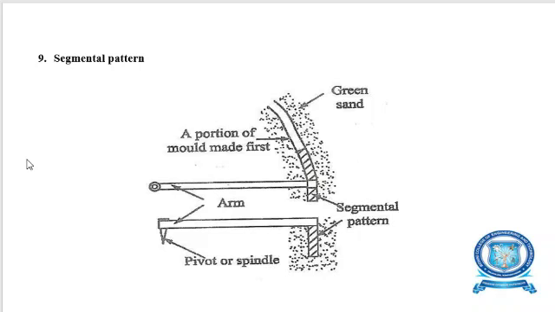And finally, segmental pattern. Segmental pattern is mostly used for vehicle two-wheeler rims and hubs. A small portion of the cross section will be made, and that small portion of the cross section will be arranged with the arm and pivoted on the center spindle, and it will prepare the mold cavity segment by segment, and finally fill the whole circle assembly. So it is called segmental pattern.